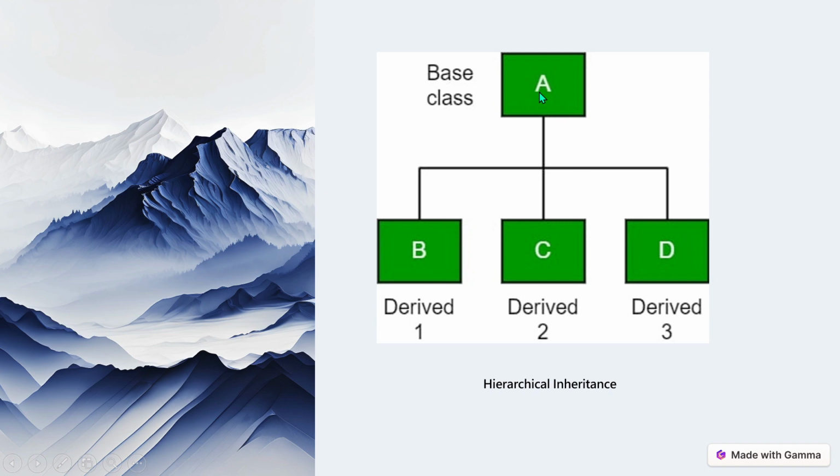One parent class, from that parent class, any class can have derived, right? Any class can get properties, right? Here B can get some properties from A, C can get properties from A, D can get some properties from A. So this is the base class. So this is called hierarchical inheritance.